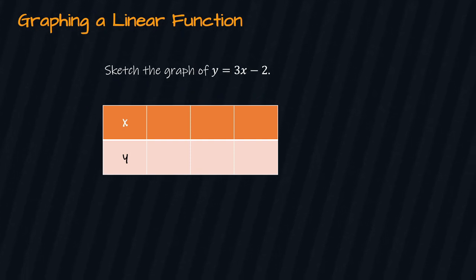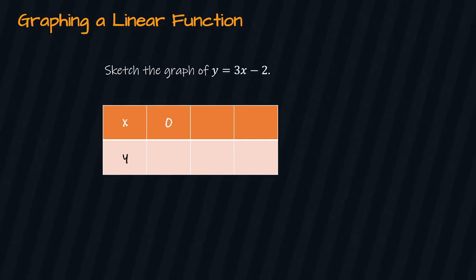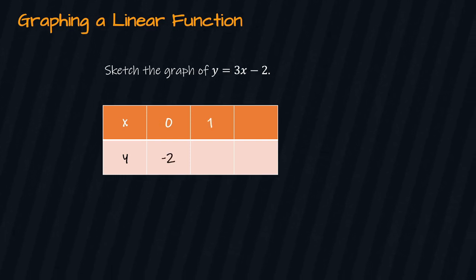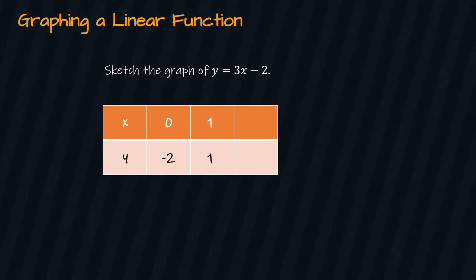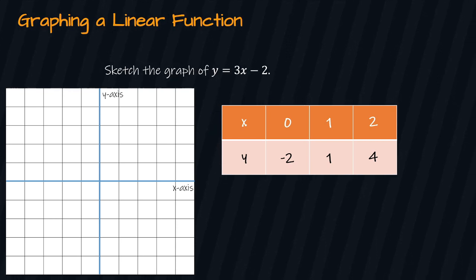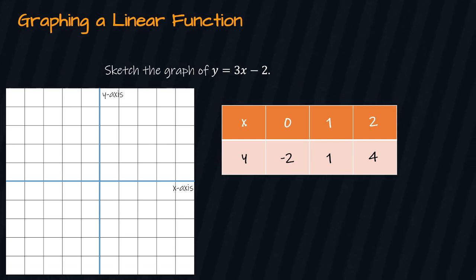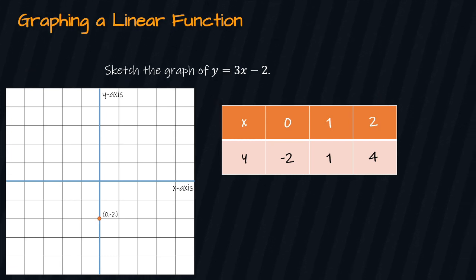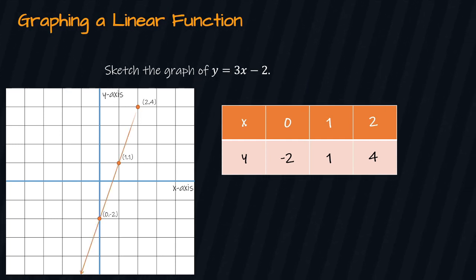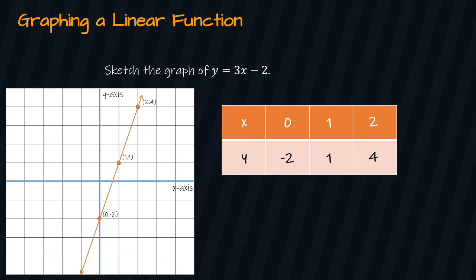If we substitute x with the value of 0, y is equal to negative 2. If x is equal to 1, y is equal to 1. If x is equal to 2, y is equal to 4. Then, we proceed to locating the coordinates in our xy plane. We have the coordinates (0, -2), (1, 1), and (2, 4). Next, we connect the dots with a smooth line. That is the graph of the function y equals 3x minus 2.